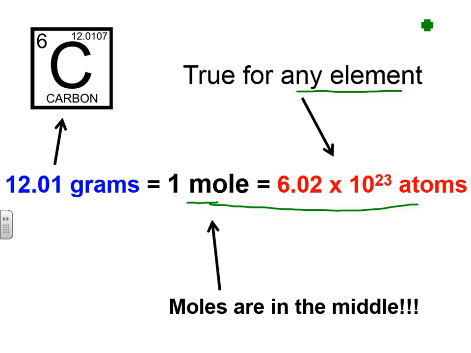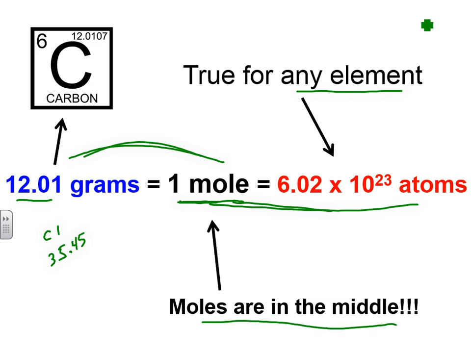And then the other conversion factor is a mole to grams. Now this will be specific for that element. So carbon has a mass of 12.01. If you had chlorine, chlorine would have a mass of 35.45. You'll have different masses depending on the element that you're looking at. So the right side will be the same always, the left side will not be the same for every element. And here the statement moles are in the middle means if you want to convert, say, from grams of an element to atoms of that same element, you'll have to go through moles because moles are in the middle.